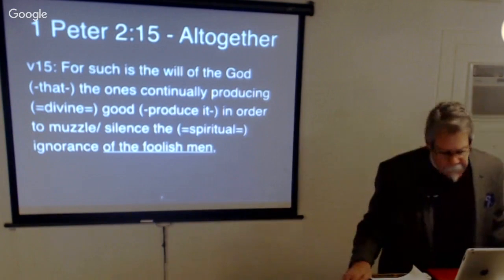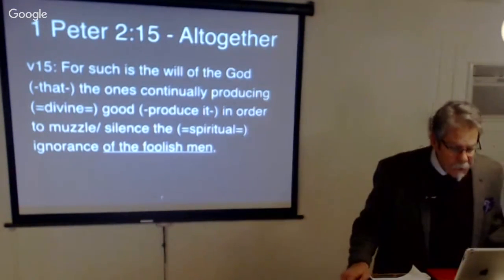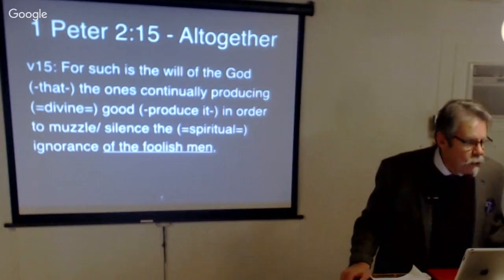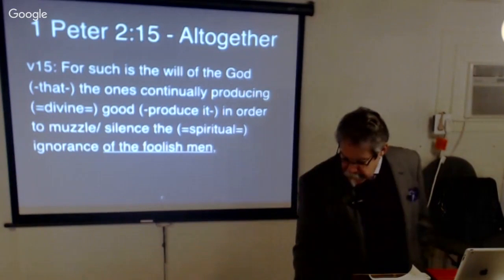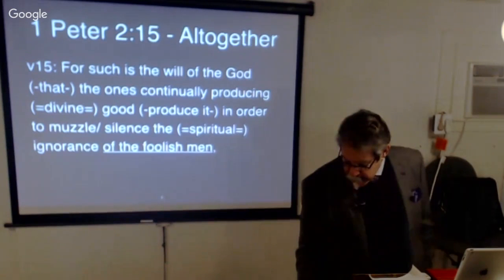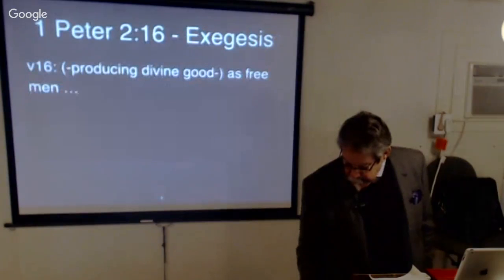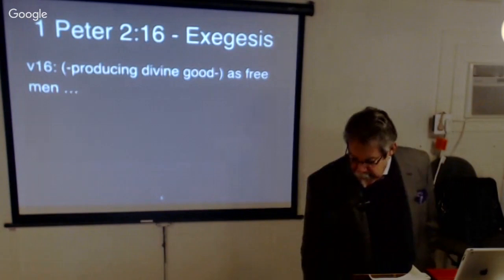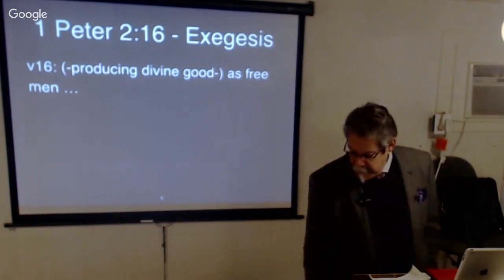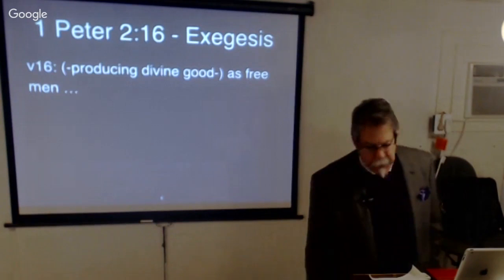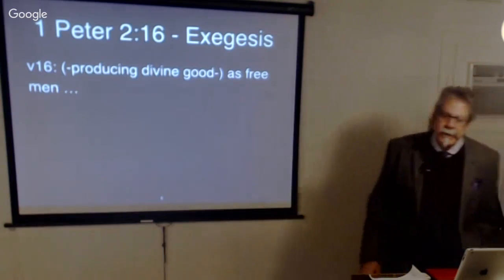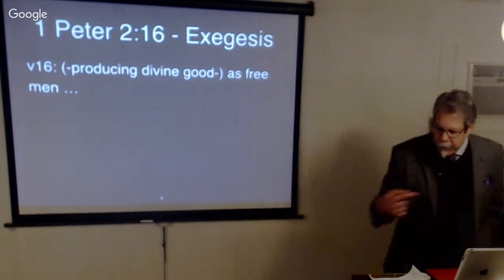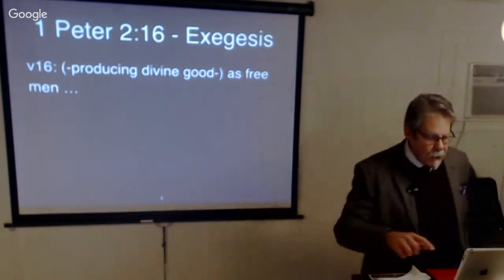Okay, so, but that doesn't end the sentence. We have a comma here, and we're going to get some more information about the manner in which you do this and who's doing it. Okay? And so for such is the will of the God, that the ones continually producing divine good produce it in order to muzzle, silence the spiritual ignorance of the foolish men. And then we have, and this is elliptical, producing divine good as free men. Well, this is, of course, taking us all the way back to the ones producing divine good. Okay? So producing divine good as free men.